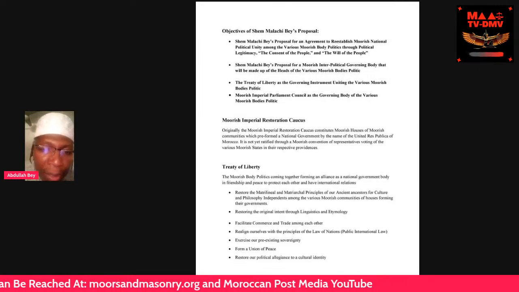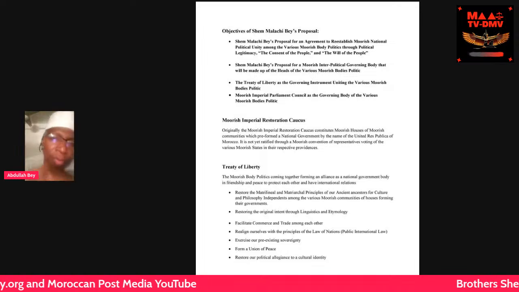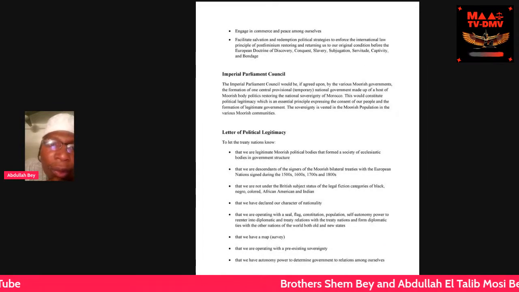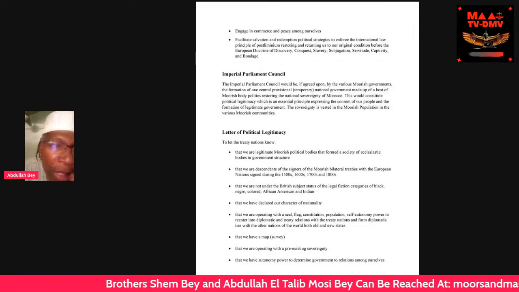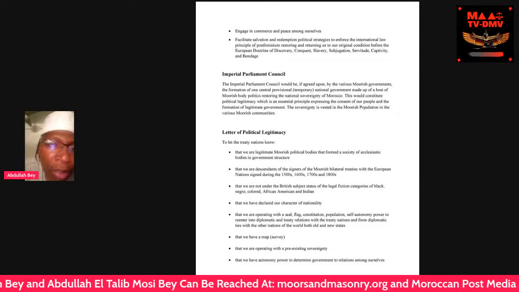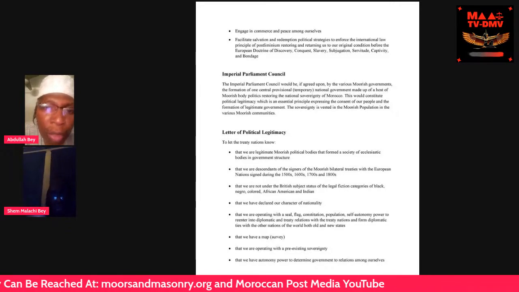All right, so we read the Treaty of Liberty. We go to the next page. All right, here we go. Letter of political legitimacy. This is the outline summary for the letter of political legitimacy, to let the treaty nations know. We read the Imperial Parliament Council already.